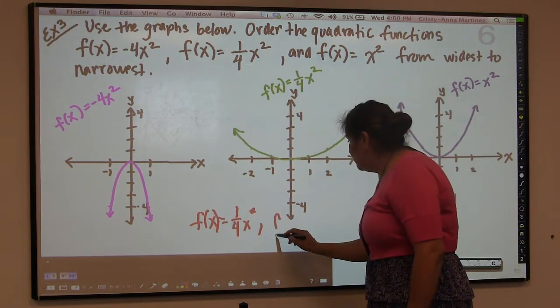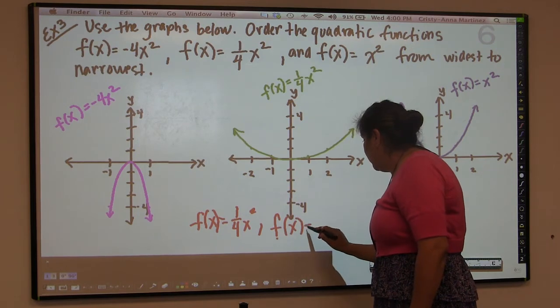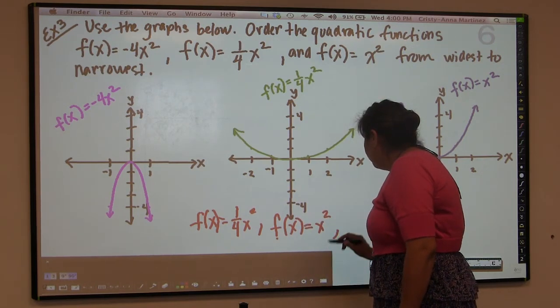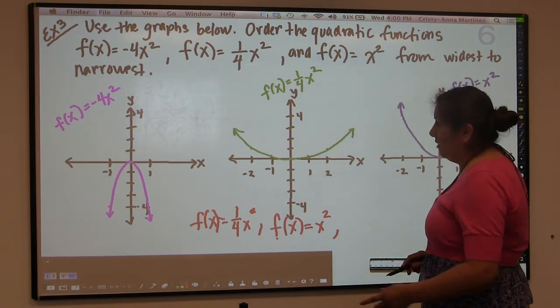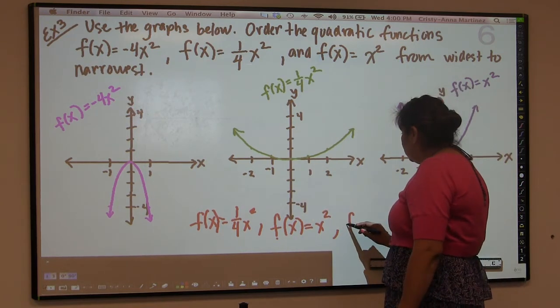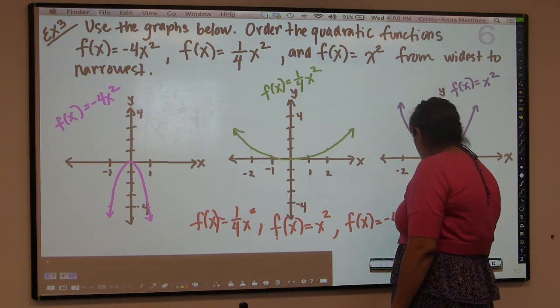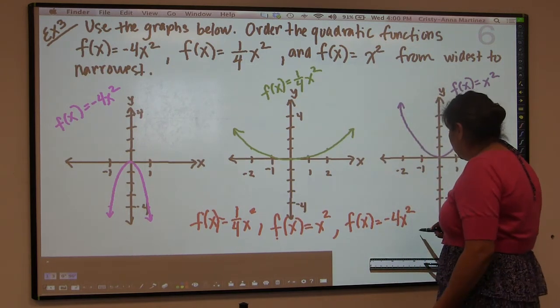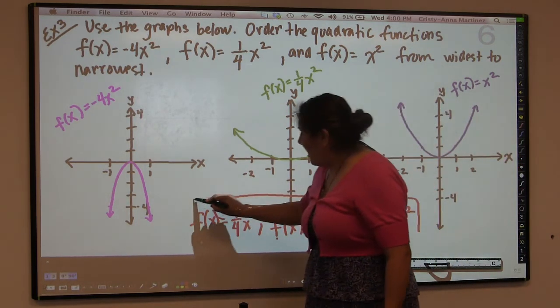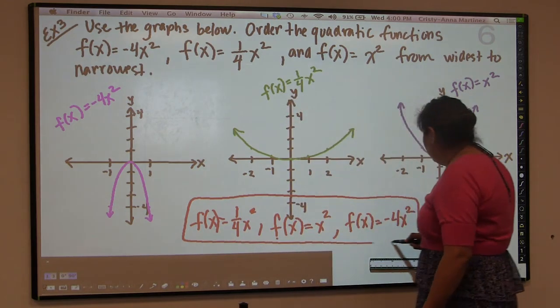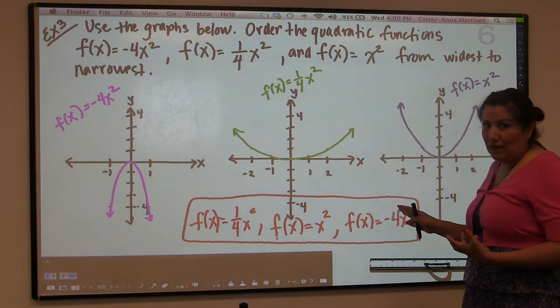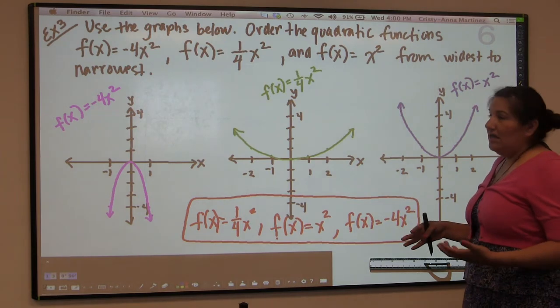And that's just the standard f of x equals x squared. And then the narrowest of them all is the negative 4x squared. So f of x equals negative 4x squared. Now the reason why I'm saying that to you is because you didn't have to graph all 3 functions to figure this information out. At least not anymore.